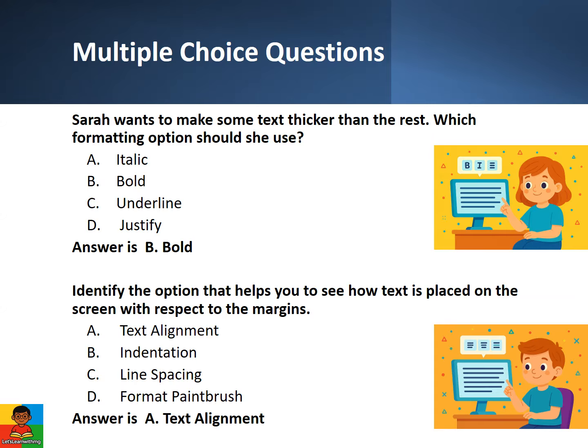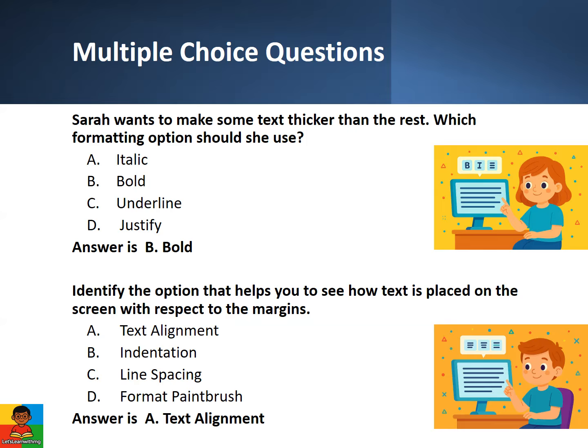Question 1. Sarah wants to make some text thicker than the rest. Which formatting option should they use? A. Italic. B. Bold. C. Underline. D. Justify. The correct answer is B. Bold.